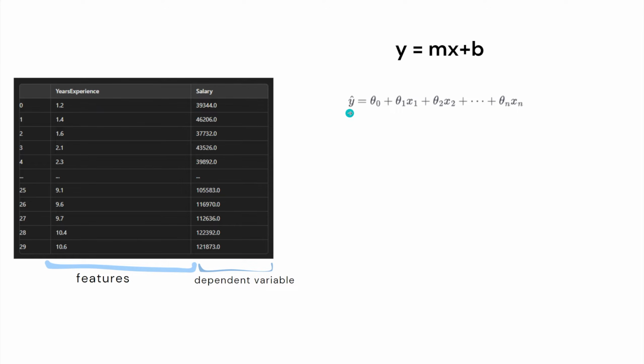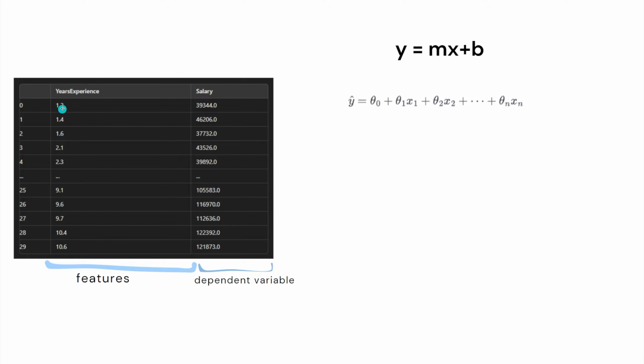So this first symbol here, the y with the little thing on top of it, is called y hat, and that's our predicted value. So whenever we come up with a model, it's going to give us a y, which will be our salary. And then you have theta 0, theta 1, theta 2, all the way up to theta n. N is the number of features that you have in your data.